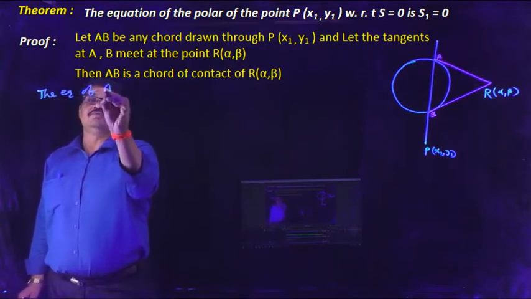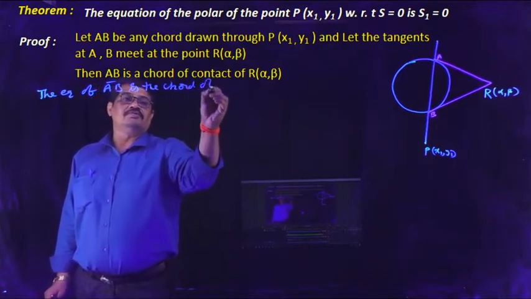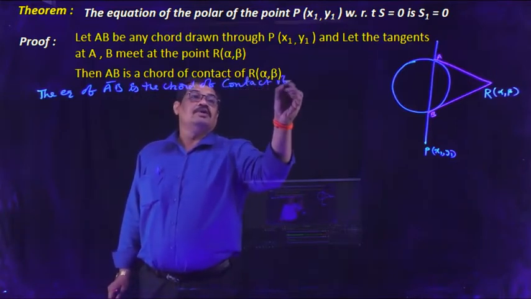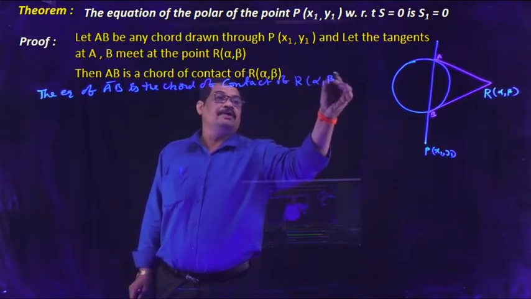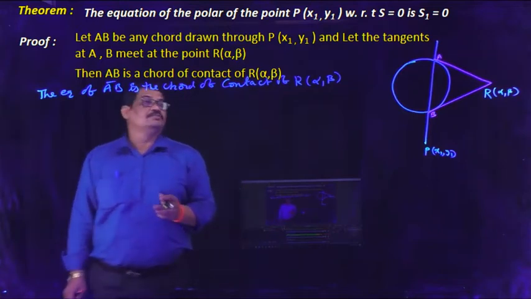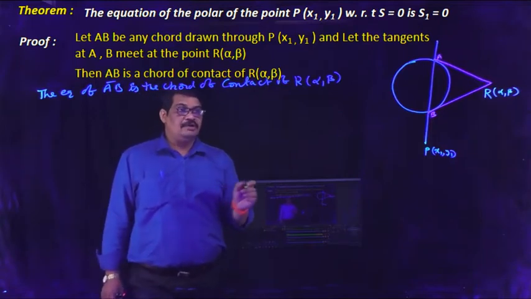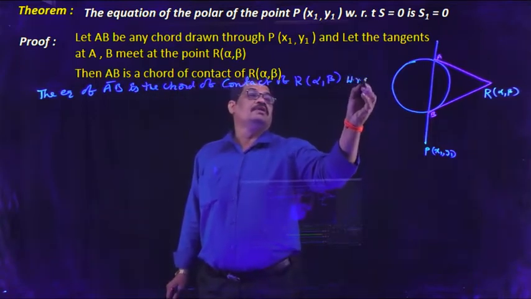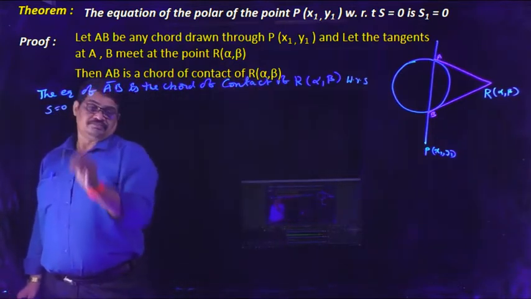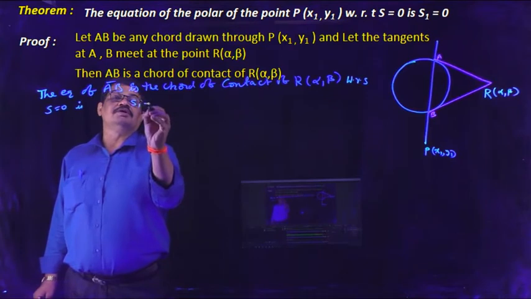The equation of AB is the chord of contact of R(alpha, beta). What is the chord of contact? S1 = 0. The equation of AB, the chord of contact of R(alpha, beta) with respect to the circle S = 0, is S1 = 0.